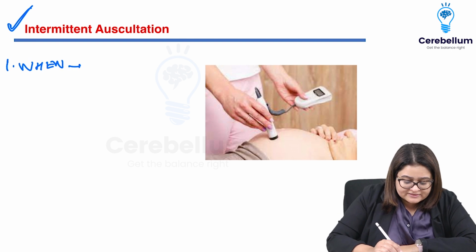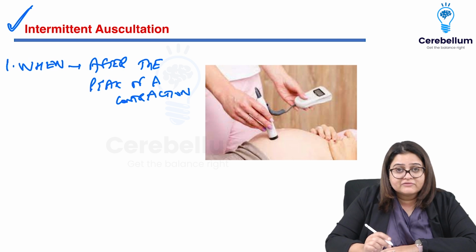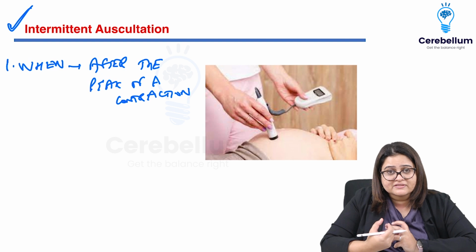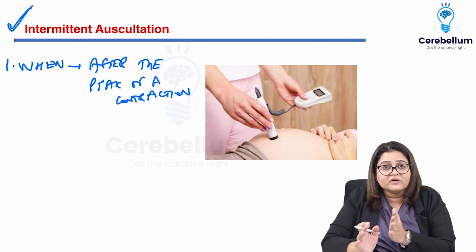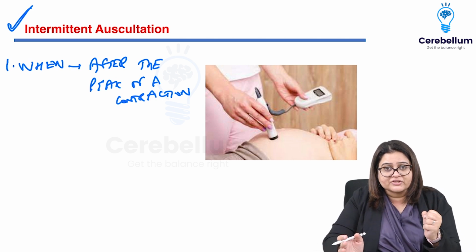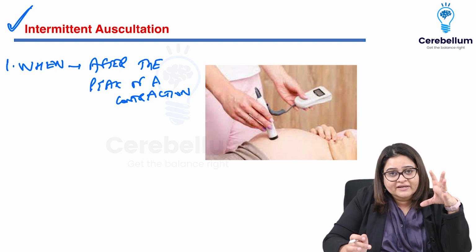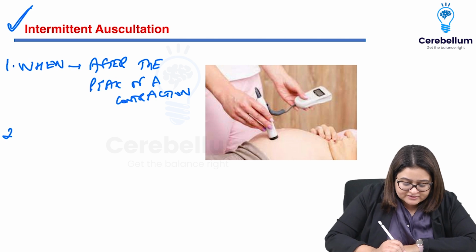Okay, when is it done? It is done right after the peak of a contraction. Okay, and why is it done at this time? Because if the fetus is distressed, right after a contraction the fetal heart will drop, what we call in a CTG a late deceleration. So you can pick up a late deceleration by auscultating right after the peak of a uterine contraction.